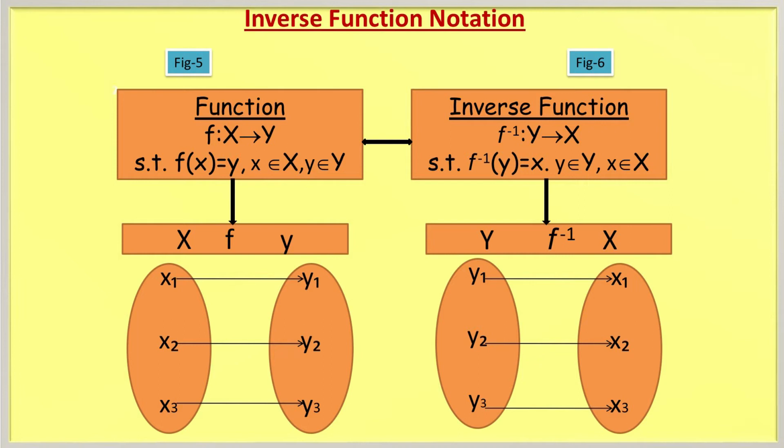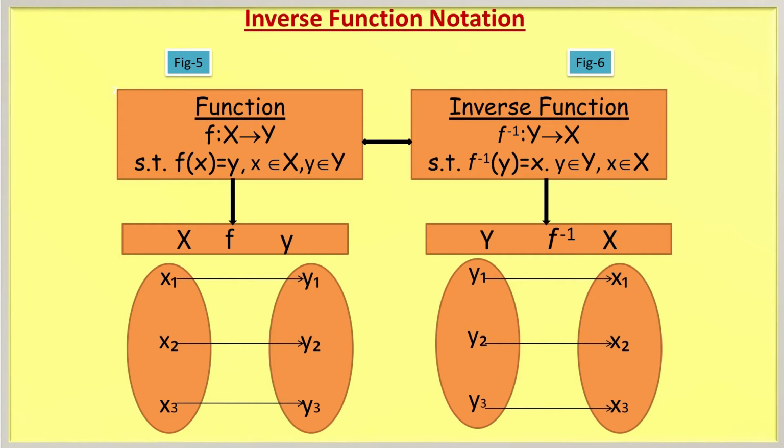Now, next, the notation of the inverse function. You see, if f is a function from X to Y such that f(x) is equal to y, where x is an element of X and y is an element of Y, for example x1 goes to y1, x2 goes to y2, x3 goes to y3, then the notation of the inverse function sets changes their position.